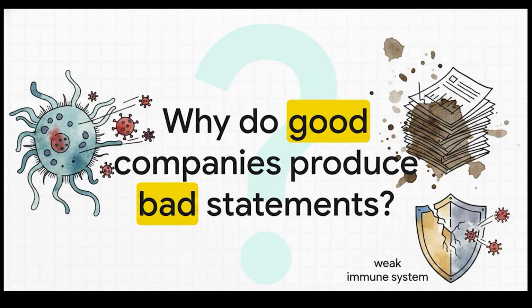I mean, sure, sometimes it's outright fraud, but honestly, a lot of the time, it's just a complete breakdown in their internal processes. You can think of a company's internal controls a lot like its immune system. A healthy immune system is designed to prevent, detect, and correct errors. Think of those as the infections, before they blow up and cause a material misstatement in the financial reports. But if that immune system is compromised or weak, the risk of bad numbers slipping through just skyrockets.